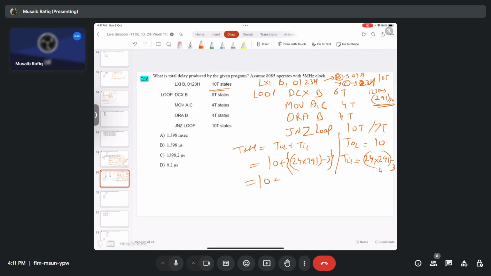So this complete thing is 6981. So total will be 6991, and time will be 6991 multiplied by 1 by f. So it's 6991 multiplied by 1 by 5 into 10 to the power 6. So this thing is equal to 1398.2 microseconds, and also 1.3982 milliseconds. So option A and option C both are correct. So typically you won't have multiple answers.